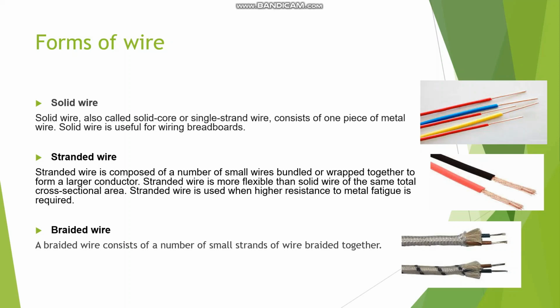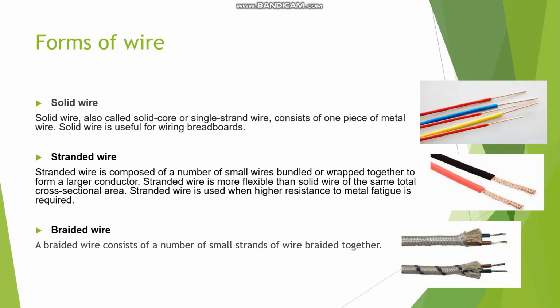Next, stranded wire. Stranded wire is used in situations such as connections between a circuit board and a multi-printed circuit board device, where the rigidity of solid wire would produce too much stress as a result of movement during assembly or servicing. Stranded wire is composed of a number of small wire bundles wrapped together to form a large conductor. Stranded wire is more flexible than solid wire of the same total cross-sectional area. Stranded wire is used when higher resistance to metal fatigue is required.